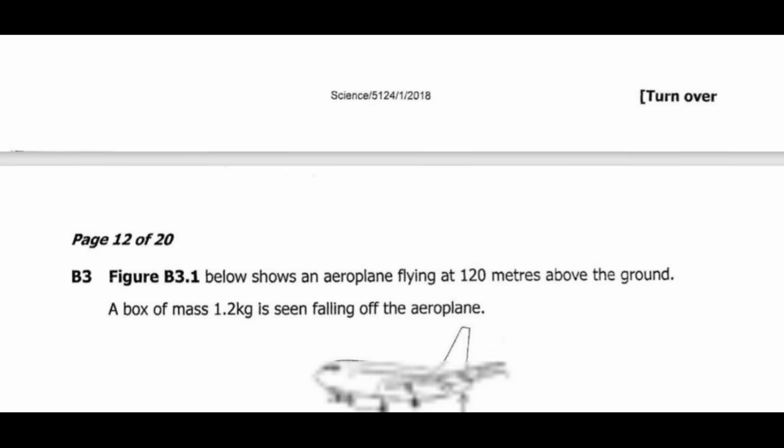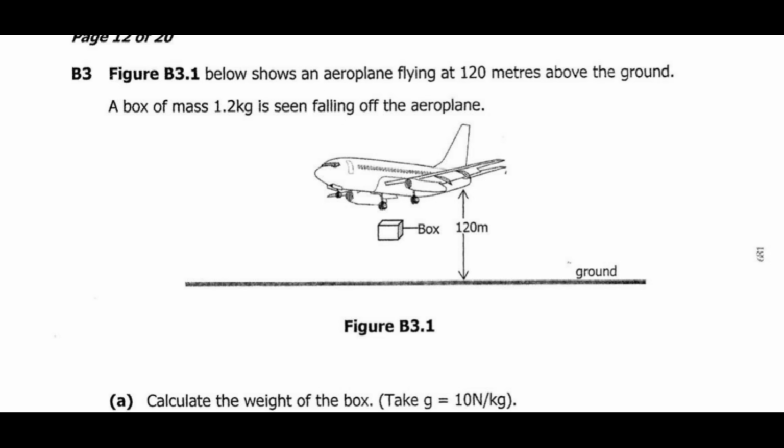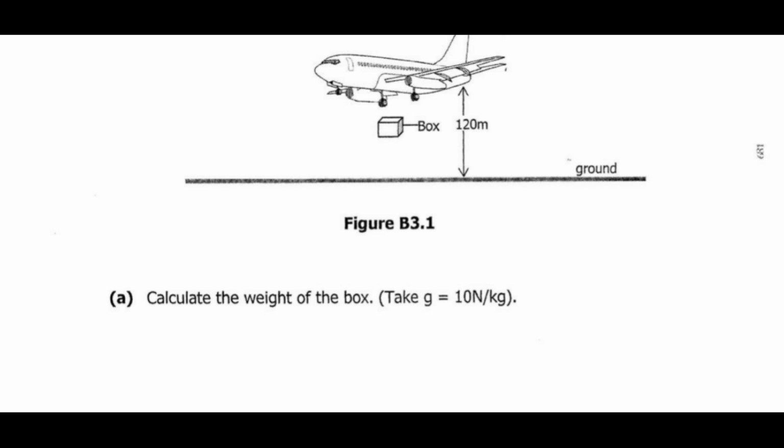Okay, so now we move on to question 3. Figure B 3.1 below shows an aeroplane flying at 120 meters above the ground. A box of mass 1.2 kg is seen falling off the aeroplane. So okay, then let's look at the first question. Calculate the weight of the box. So weight is equal to mass times gravity. The mass given is 1.2 kg.